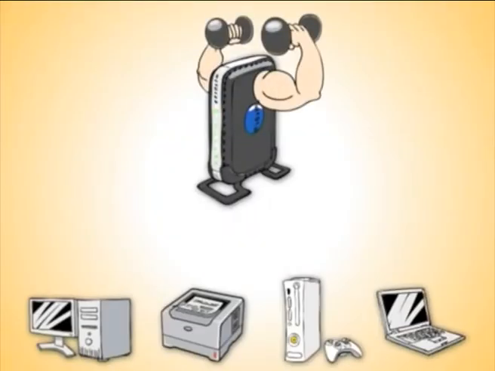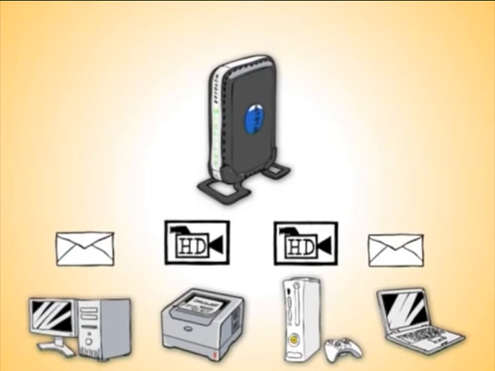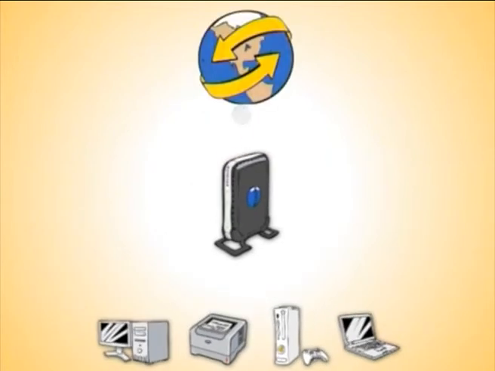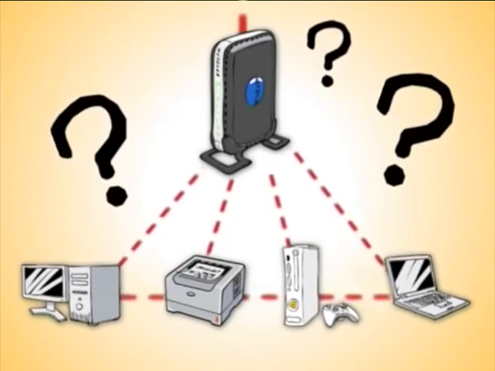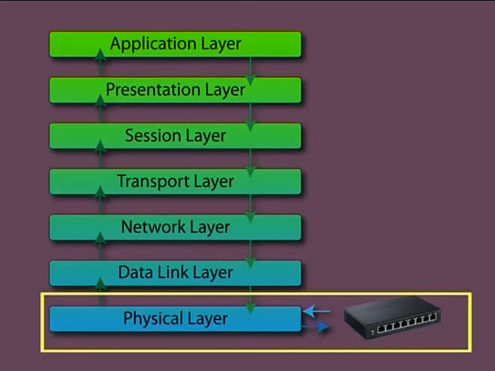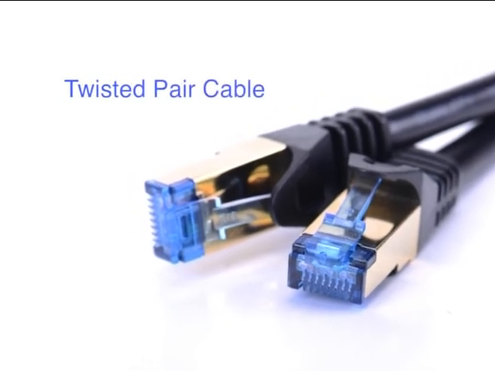A hub is an unintelligent network device that sends one signal to all the stations connected to it. All computers or devices are competing for attention because it takes the data that comes into a port and sends it out to all the other ports in the hub. A hub resides on layer 1 of the OSI model. Computers are connected to a hub through twisted pair cabling.